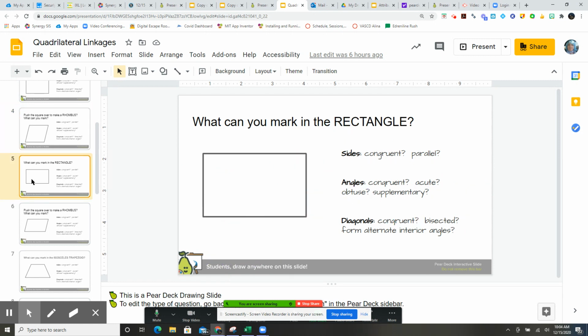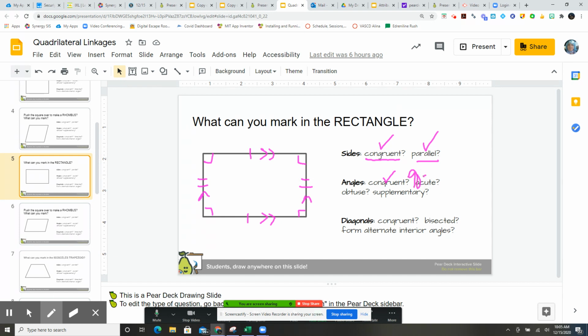So we're going to go to the rectangle. Are the sides congruent? Yeah. They are. The top two sides are the same, and the two long sides are the same and the two short sides are the same. Are they parallel? Yeah. They are. So we can do parallel arrows and parallel arrows. So I've got sides that are congruent and sides that are parallel. Are angles congruent? You betcha. What's special about all the angles of a rectangle? 90 degrees. 90 degrees, fantastic.